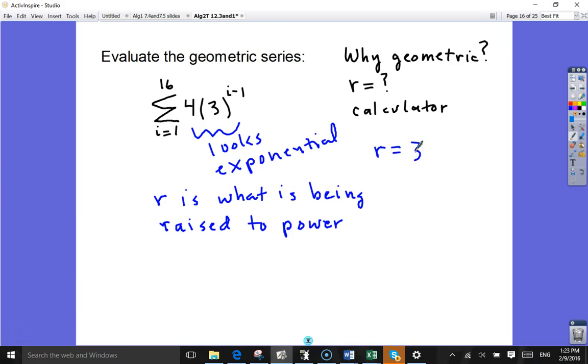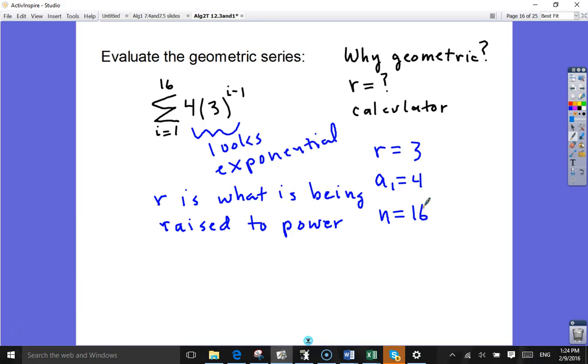How do you know the first term, since you would have to plug that in? We did this with arithmetic. It doesn't work any differently. You plug in the lower limit. You plug in I equals 1 here. So what is that? 4 times 3 to the 0, which is 4. So the A1 is 4. And how do you know how many terms there are? It's not the top number necessarily. It depends on what the bottom number is. But if it starts at 1, then the top number would be it. 1 to 16, 16 terms.